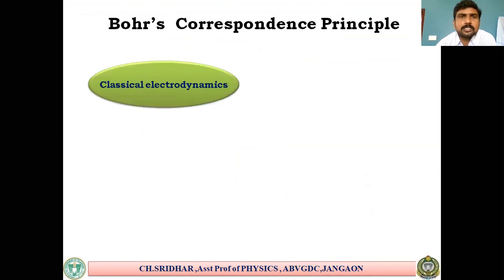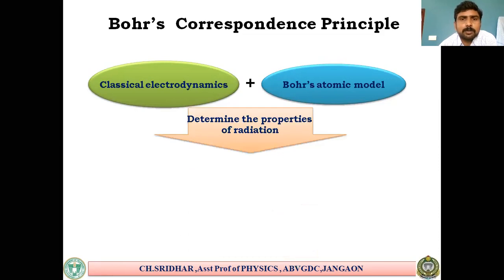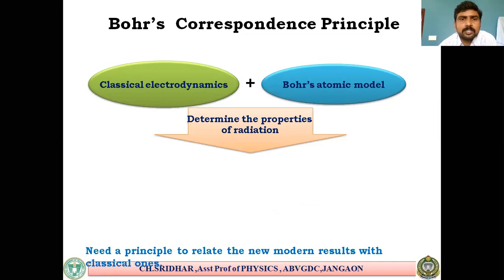Then Bohr's correspondence principle. There is classical electrodynamics and there is Bohr's atomic model. If you combine these two, we get Bohr's correspondence principle. Classically, the electron is revolving around the nucleus and it will have an orbital frequency. If that orbital frequency is equal to the frequency calculated using Bohr's atomic model, that is called Bohr's correspondence principle. It determines the properties of radiation.